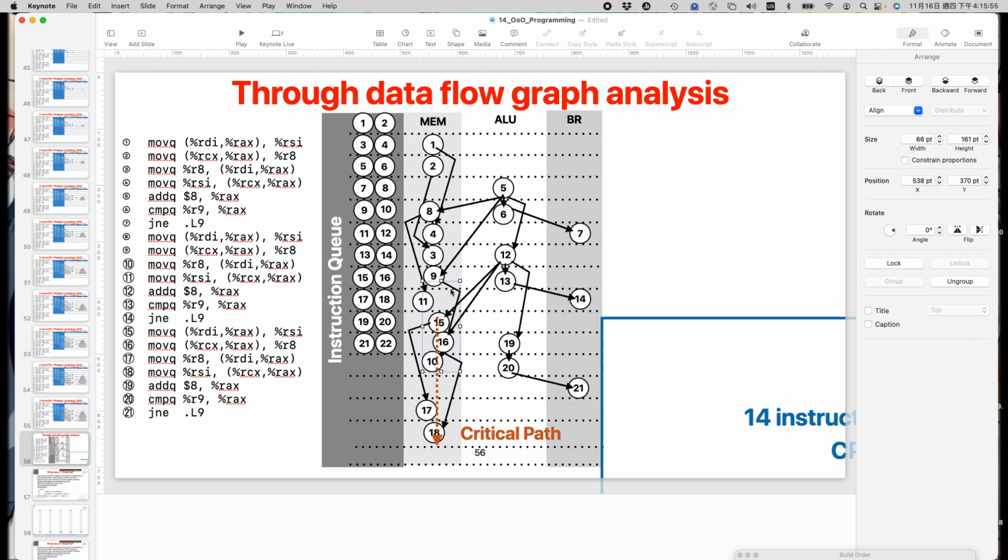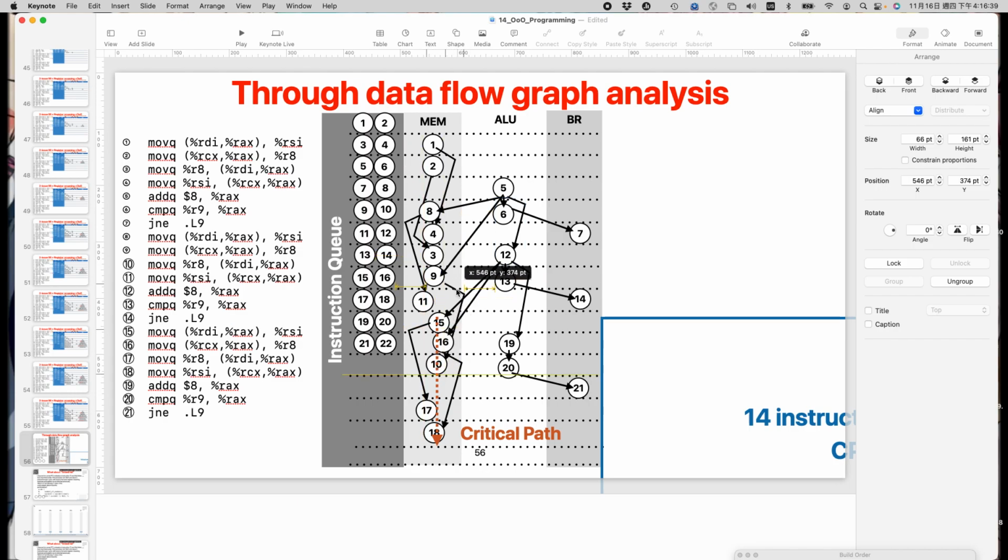So how about 12? 12 is depending on 5. So 12, we have no issue, right? No problem. And how about 13? It's right here. 13, 14, that's all okay. So now, how about 15? 15 is the move queue instruction depending on 12. So it's right here. And 16. 16 is the move queue instruction. So it's depending on, what is this?